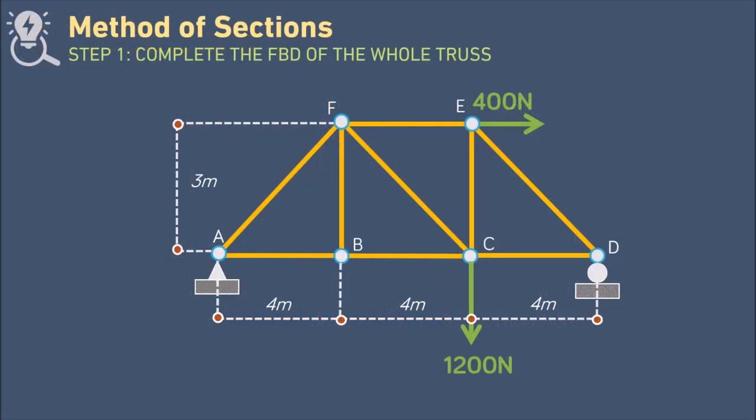The first step is to actually complete the free body diagram of the whole truss. At point A, we have a pin support. Thus, we have two reactions. We have a vertical reaction and a horizontal reaction. At point D, we have a roller support. Thus, we only have one reaction, a vertical reaction. All directions of reactions are assumed or arbitrary, so it's not really important at this point if you've assumed a correct direction for the reactions. What is important is that you have correctly identified the number of reactions at each support.